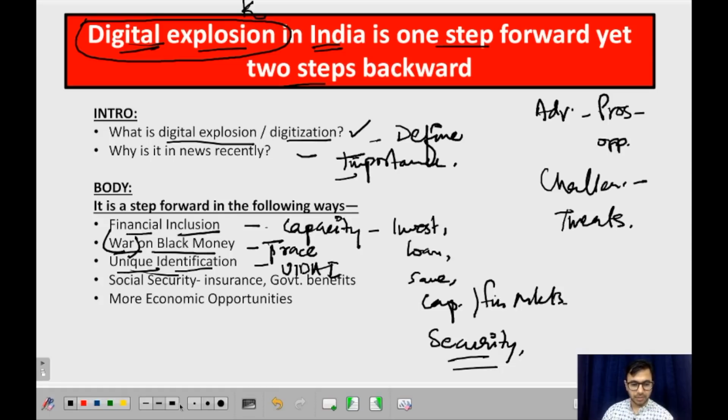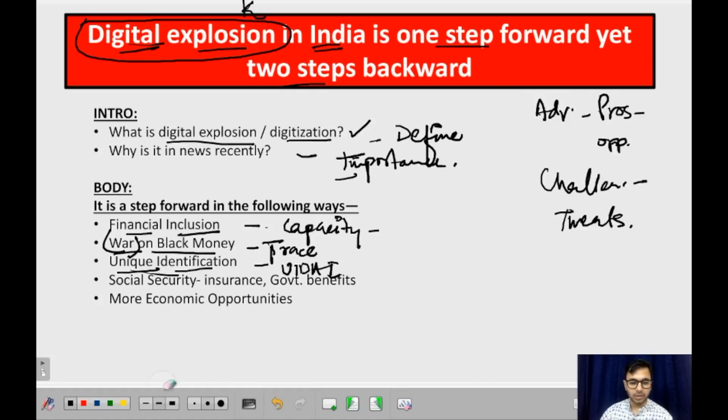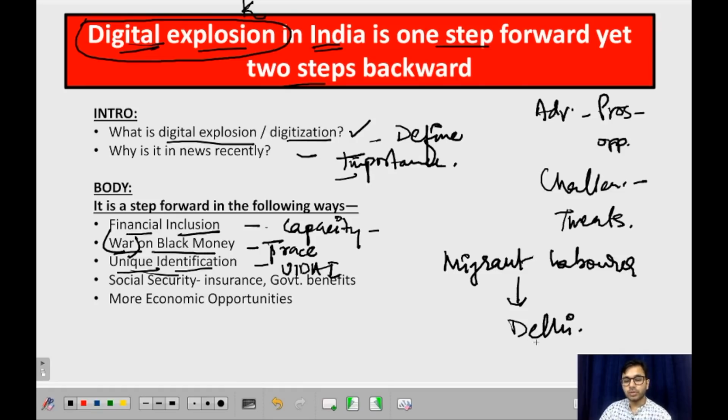To take a very simple example, let's say there is a migrant laborer who has come from a village in Bihar to Delhi, and one night he's going back from his work to his home in Delhi, which is obviously or supposedly a slum area, and some police personnel catch him and ask for his identity.